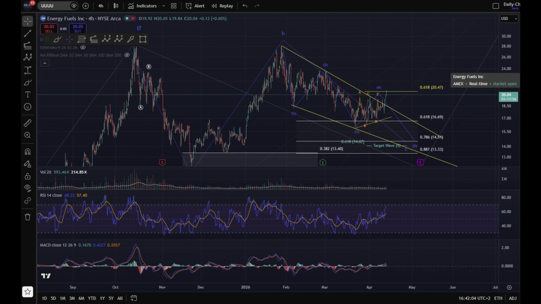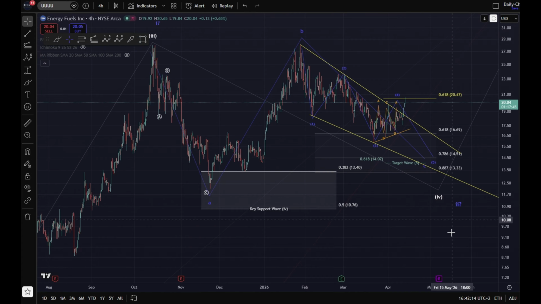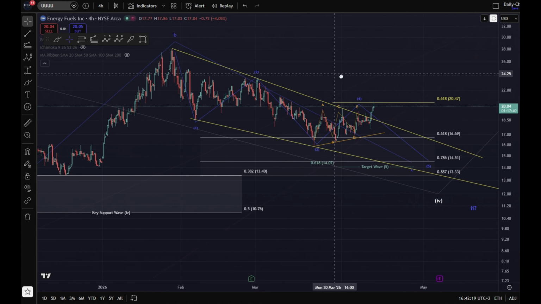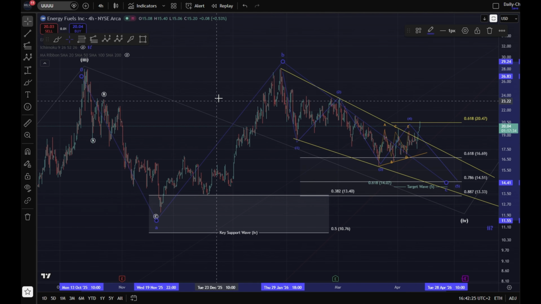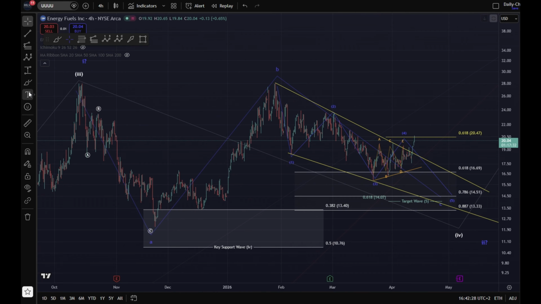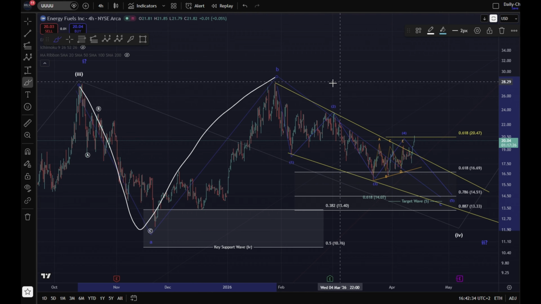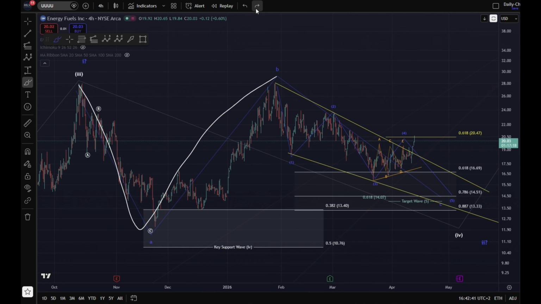Just a really quick update on Energy Fuels, because Energy Fuels is trying to break out to the upside. I think in my last update we talked about the potential triangle structure in the blue wave 4. So the initial idea was that in blue we have potentially here an A wave, overshooting B wave, and C waves are always in 5 waves. So 1, 2, 3, 4, 5. And this 5th wave is still open.